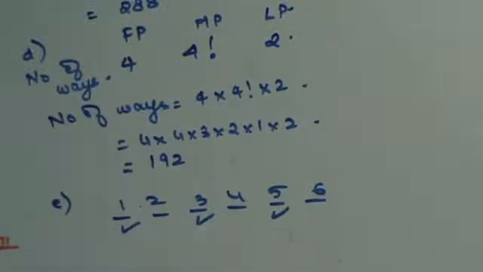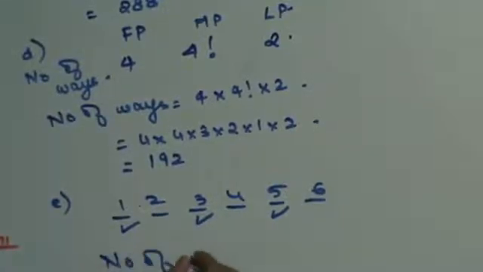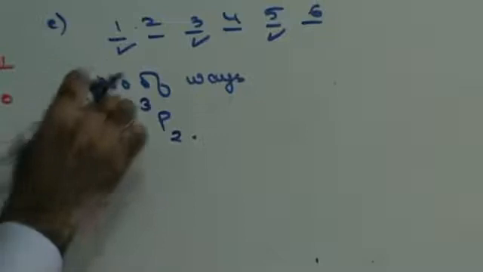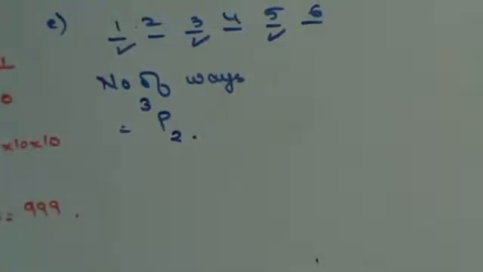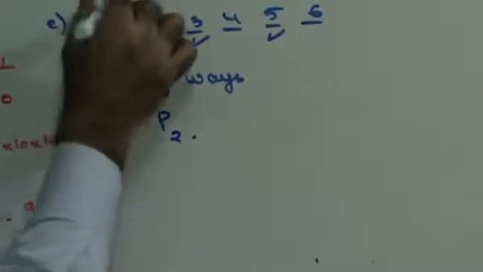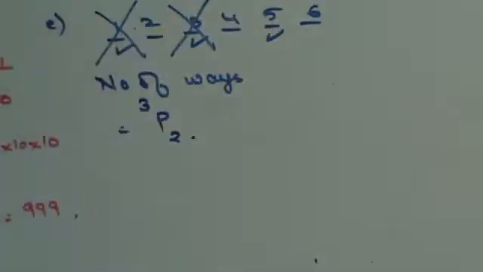Now, how many places do I have? 3. How many vowels do I have? 2. When the number of places and the number of objects are not the same, then you have to use a formula called the permutation formula. Right? How many places are there? 3. How many vowels are there? 2. There are 3 places in which 2 vowels have to be filled. This is how you will write this. Right? In 3 places I am filling 2 vowels. If I am filling 2 vowels, 2 places will be used.